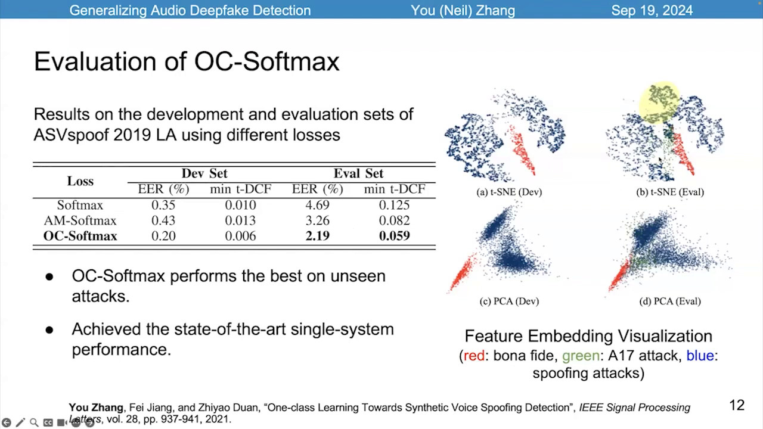And from the visualization, we also see that during evaluation, we have some unknown distributions which are quite different from what we have seen in the training and validation set. And also, this PCA plot shows that, because PCA has a linear property, the embedding space is formulated as we expect. And this achieved the state-of-the-art performance at that time.